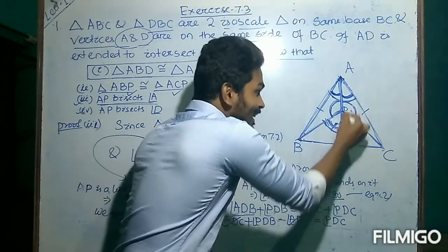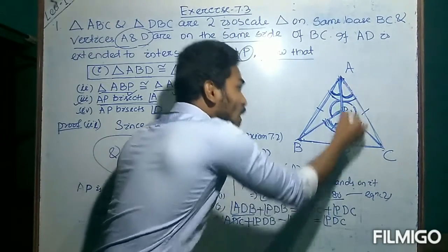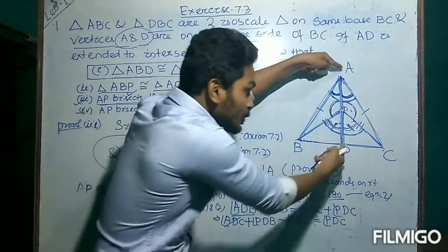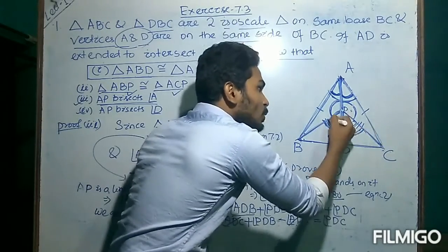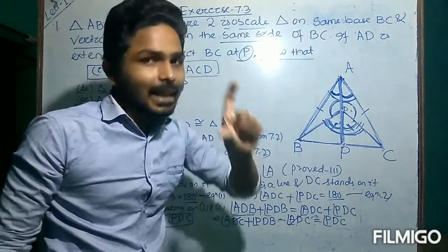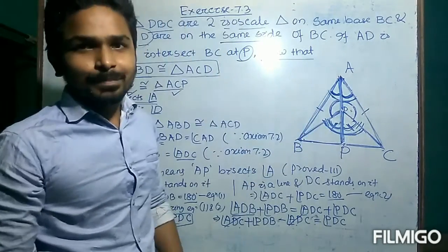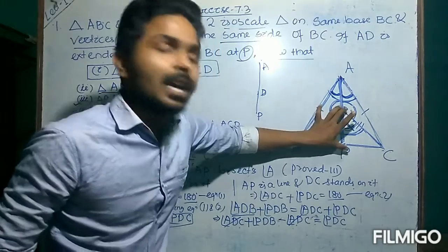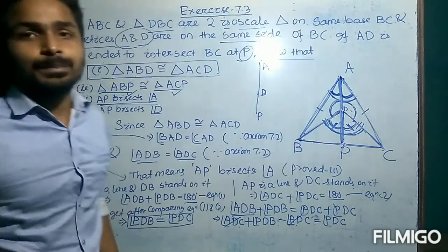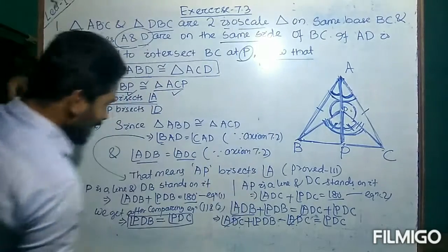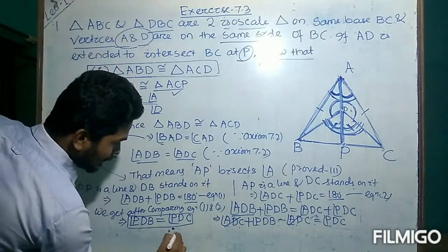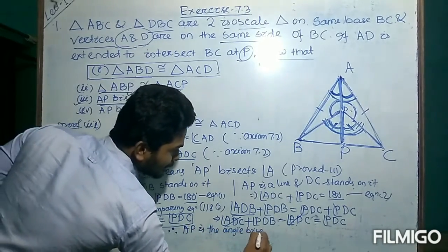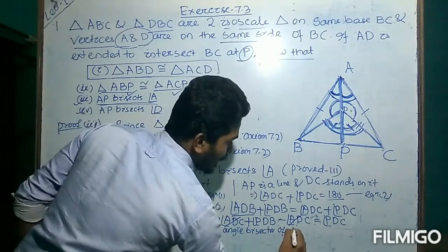It means this line DP or AP, because AP is a part of this line DP. See, you can choose this as a line or you can choose this as a line. Since the total angle is divided into two equal halves, then we can write that DP is the angle bisector, or you can say AP is the angle bisector, because DP is also a part of AP. So DP or AP is the angle bisector of which angle? Angle D. So finally we can write AP is the angle bisector of which angle? Angle D.